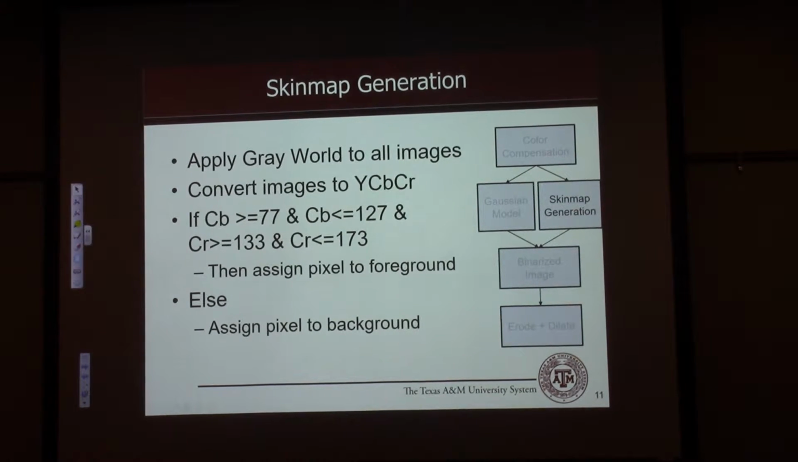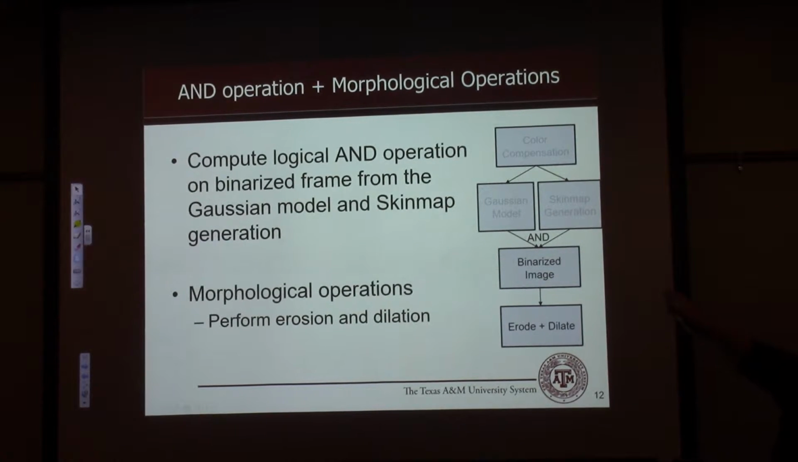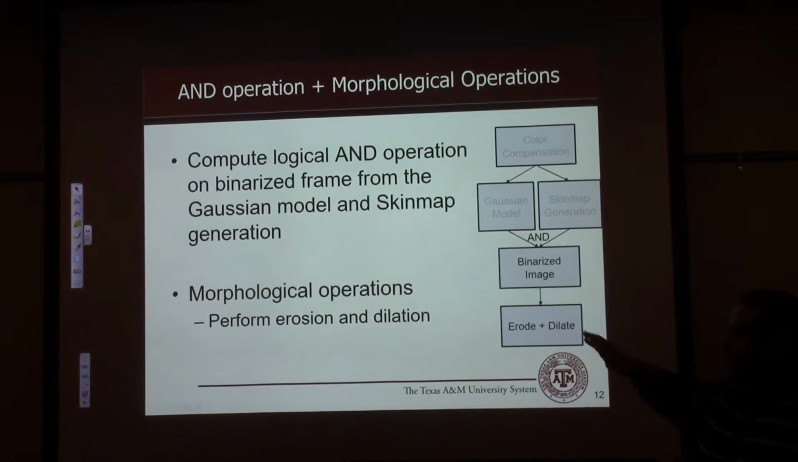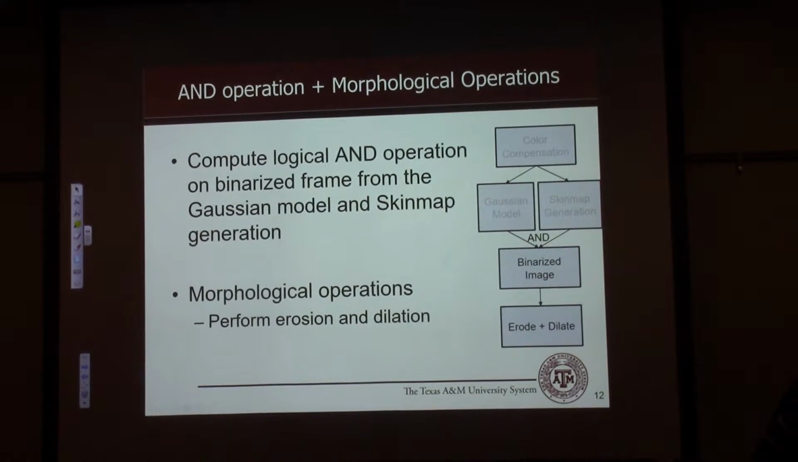A parallel approach that we also perform is called skin map generation, in which we check if the value of the pixel within the frame lies within a predetermined range. If the pixel lies within this range, it is most likely skin color, so we set the pixel to foreground. Otherwise, we set the pixel to background. With the outputs of the two previous steps, we perform an AND operation, followed by erosion and dilation to get rid of noise.